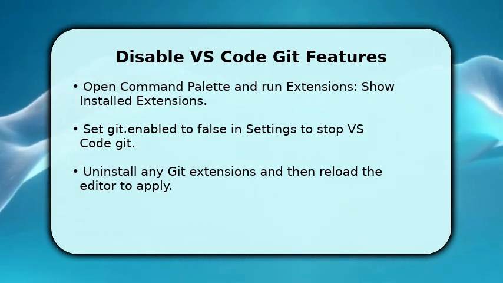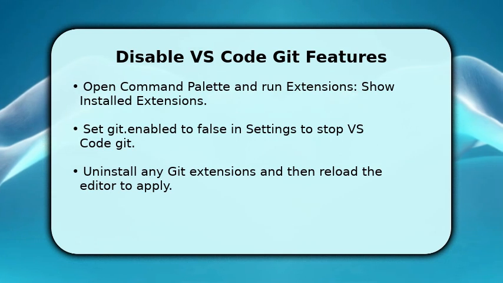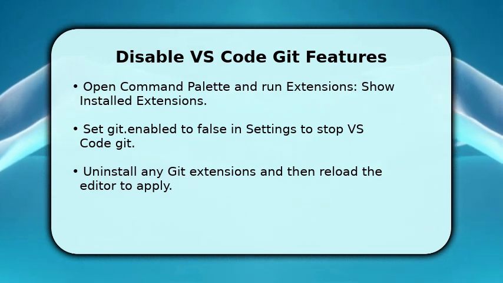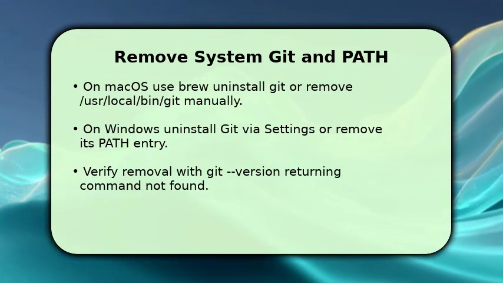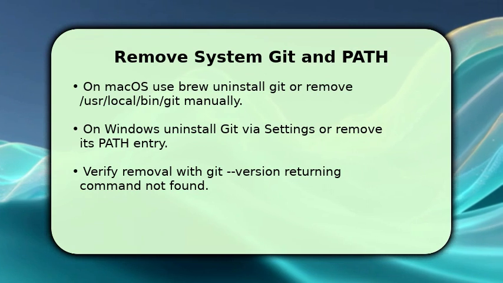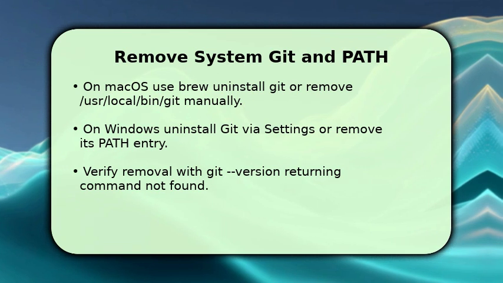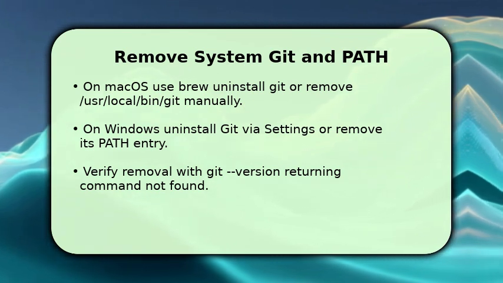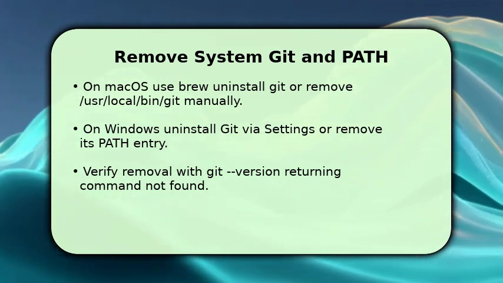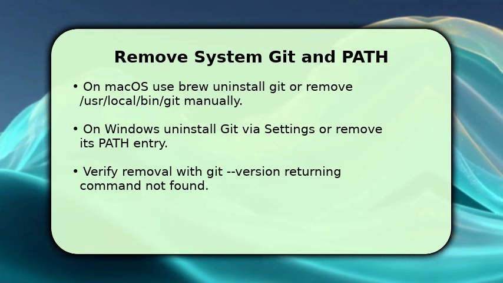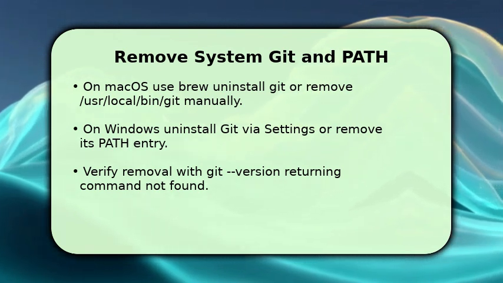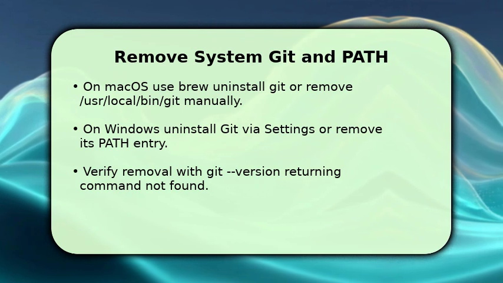To remove the system Git executable, use your OS package manager or uninstaller. On macOS, run brew uninstall git or delete the git binary from /usr/local/bin. On Linux, run sudo apt remove git or the equivalent package command for your distro. On Windows, uninstall Git from Apps and Features or remove its PATH entry in environment variables.